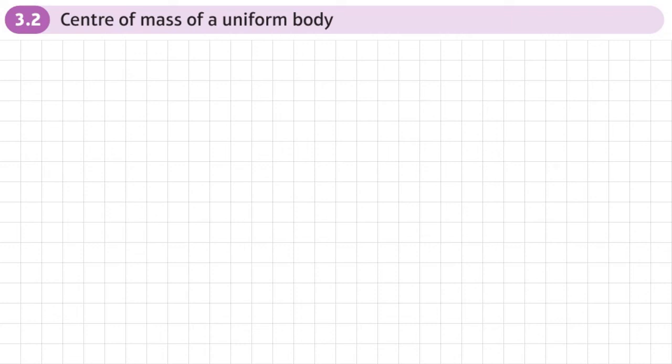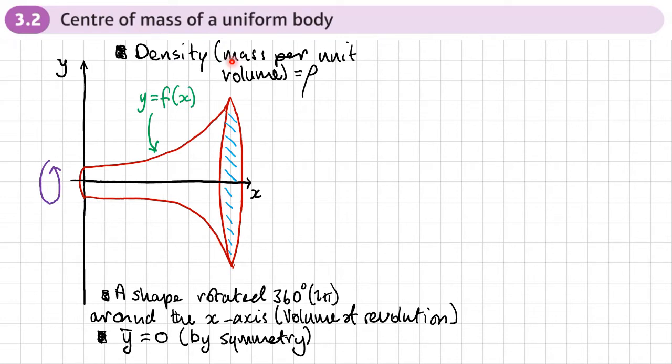This is the second section of chapter 3 on further centers of mass, and this section is about finding the center of mass of a uniform body. What we mean by a uniform body is a three-dimensional shape where we have the outline of the shape, a line or a curve, which we know the equation of, y equals f of x, some sort of function of x. And this is rotated 360 degrees around the x-axis.